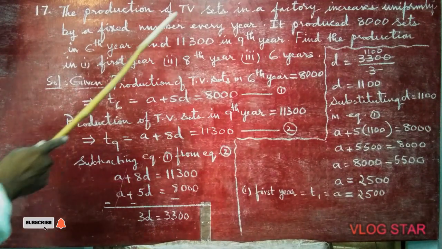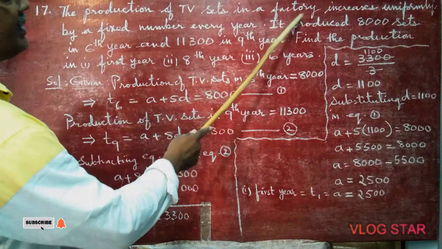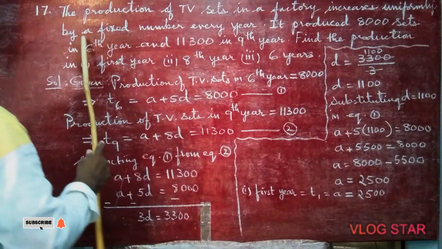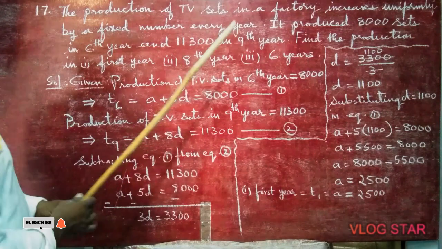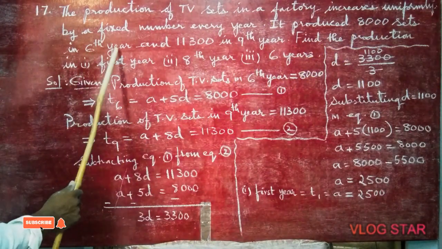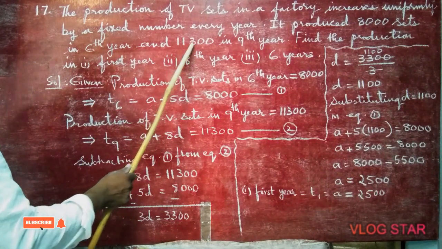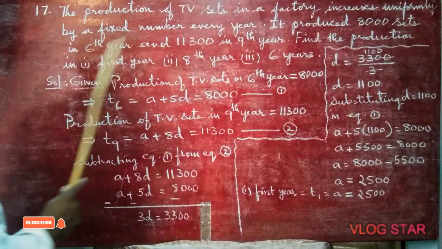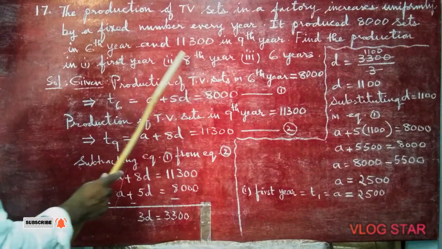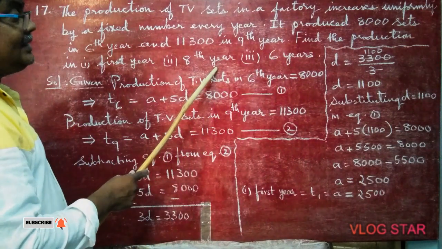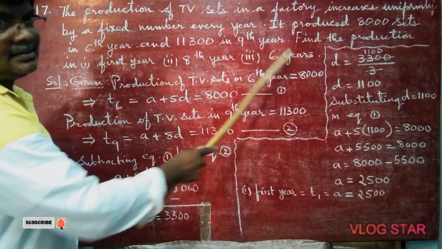The production of TV sets in a factory increases uniformly by a fixed number every year. It produced 8,000 sets in the 6th year and 11,300 in the 9th year. Find the production in the 1st year, the 8th year, and in 6 years. Here it is the 8th year, and here it is 6 years.